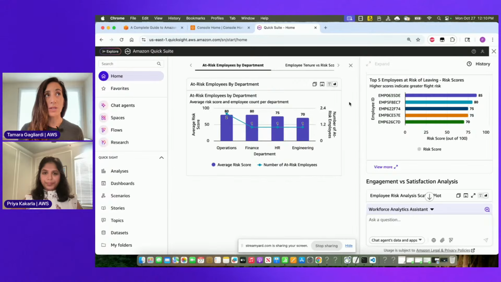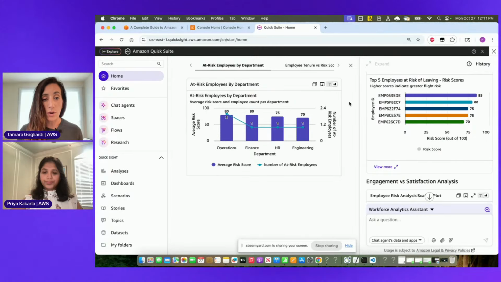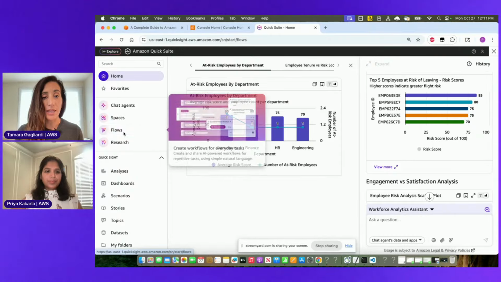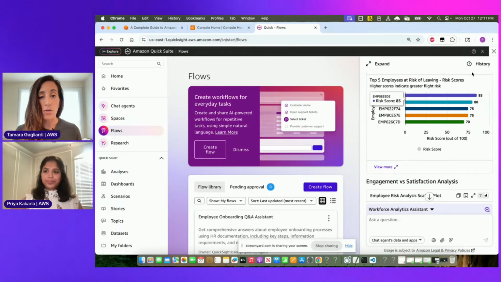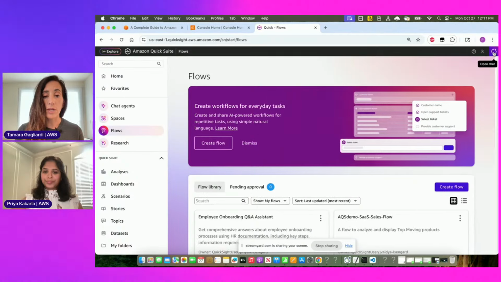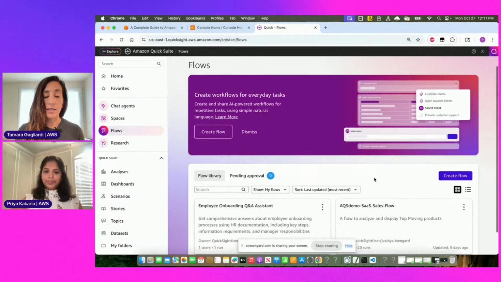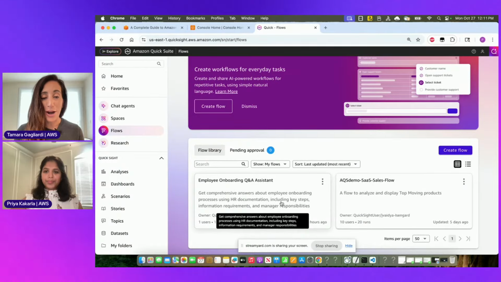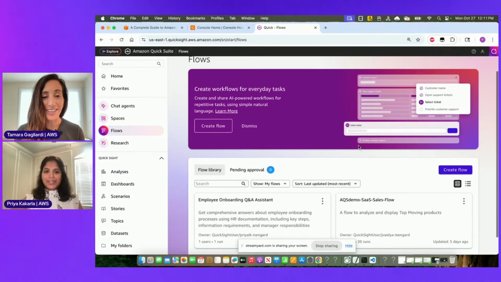I know that we still have some time, and one of the items that you mentioned, Priya, helps a lot of customers. It's that automation workflow. Maybe we'll briefly touch on that because I think that's another extremely powerful feature within Quick Suite. And I know that you're sharing now flows. If we can have a quick overview.